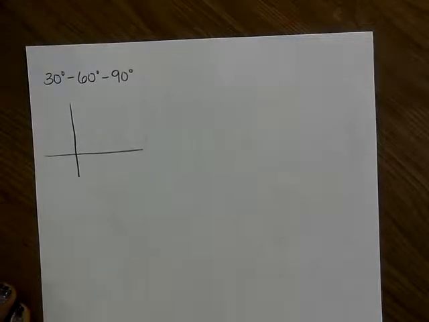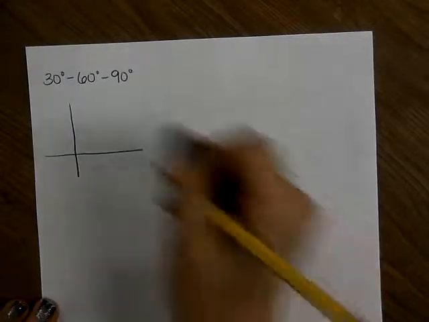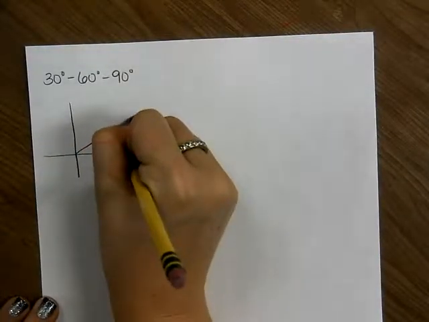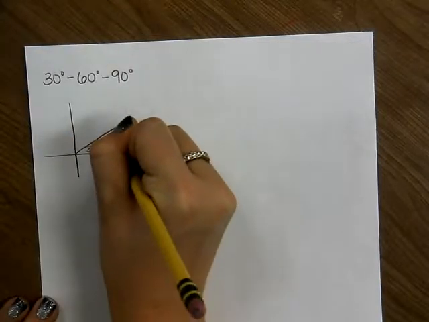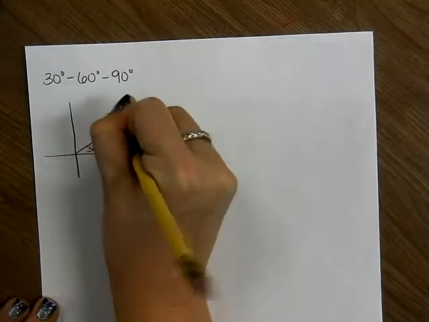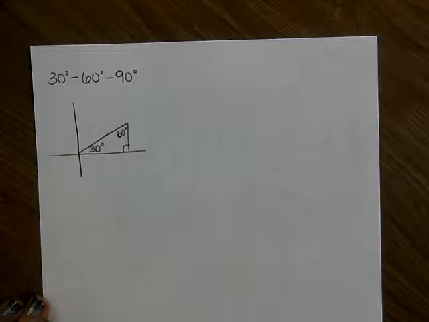Do you remember a 30, 60, 90 triangle? Yeah? Okay. So that was a special right triangle. So here's 30, here's our 90, and then 60 degrees. Okay?